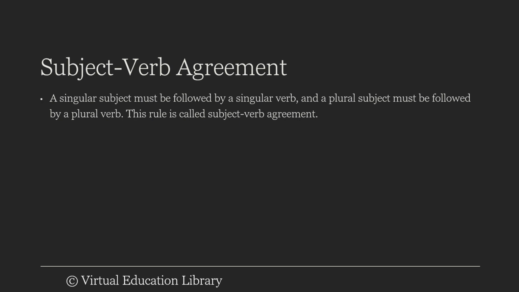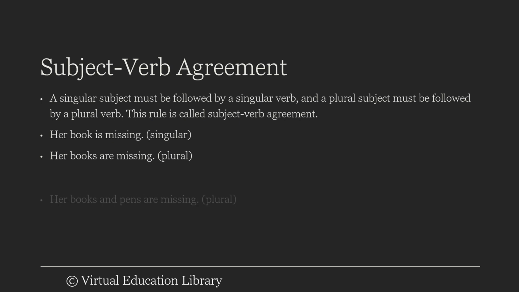A singular subject must be followed by a singular verb, and a plural subject must be followed by a plural verb. This rule is called subject-verb agreement. Her book is missing. So her book is singular, is missing. Her books are missing, then it is plural, as here it is talking about plural books. Her books and pens are missing, it is again plural.